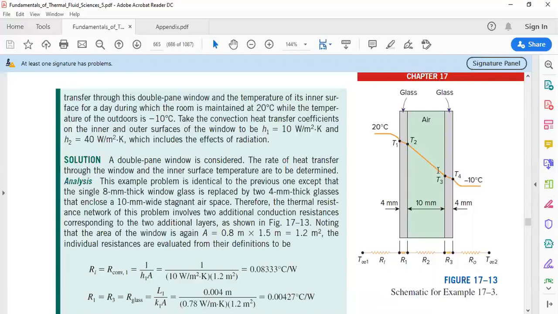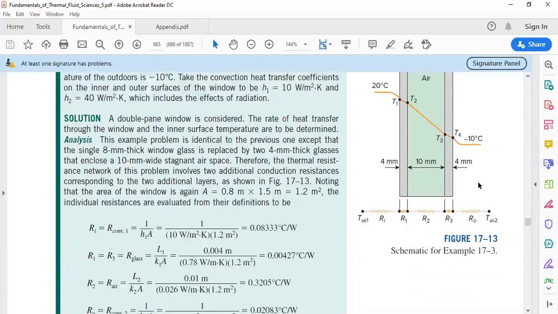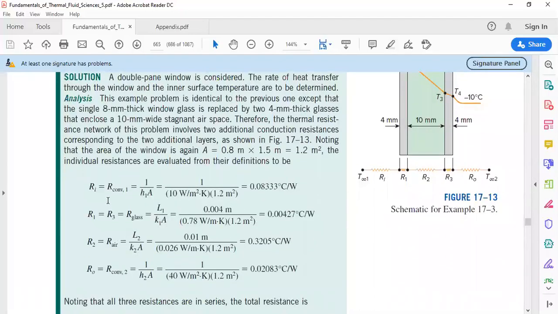Then through the air, another linear profile, but with different slopes, since the resistances are different. And then here another linear profile for the other glass layer, and then through convection with the outside, combined effects, actually convection plus radiation. So here, to calculate the resistances, Ri equals R convection.